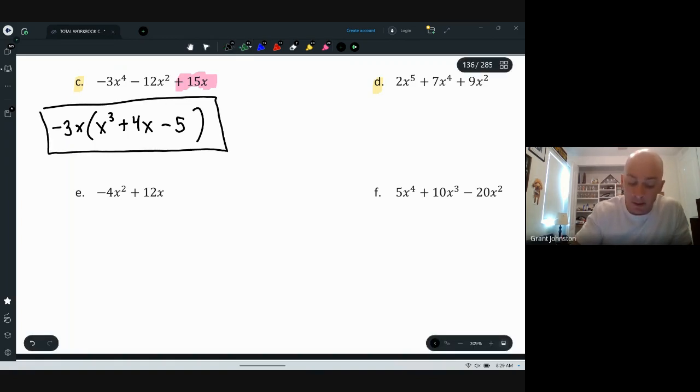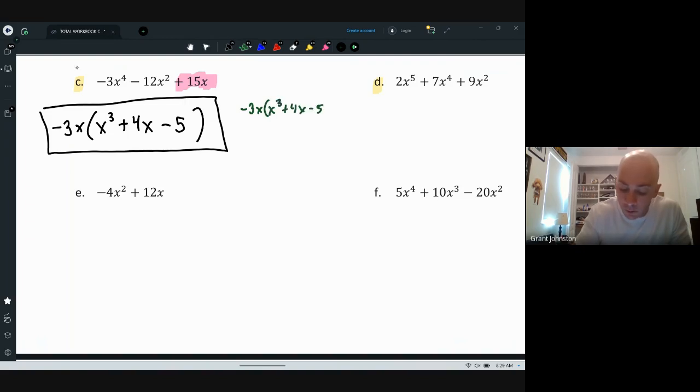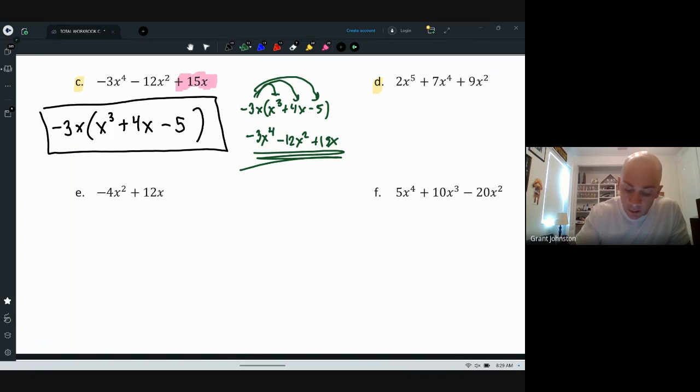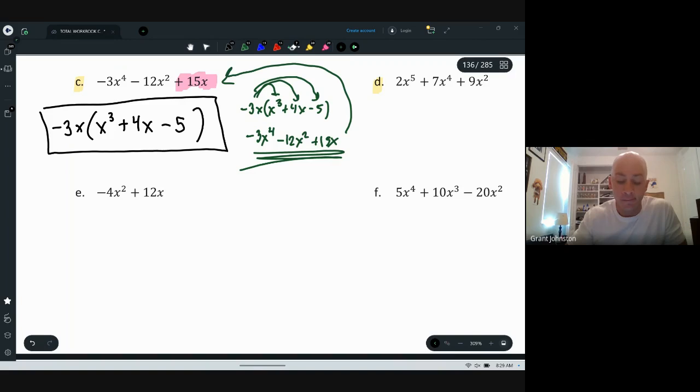And I'll just repeat this if you want to check your answer. And that's, again, why we started off this lesson with review, is by distributing. That would give you -3x to the fourth, this would give you negative 12x squared, and that would give you positive 15x, which is equivalent to the original expression, meaning we did it right. So that's how you can check your work.